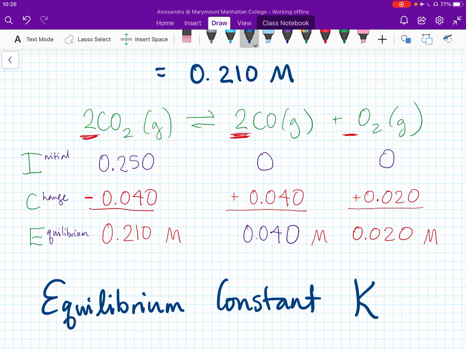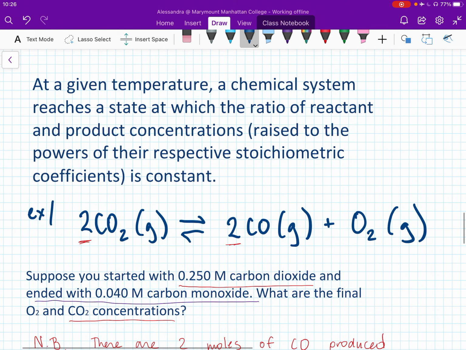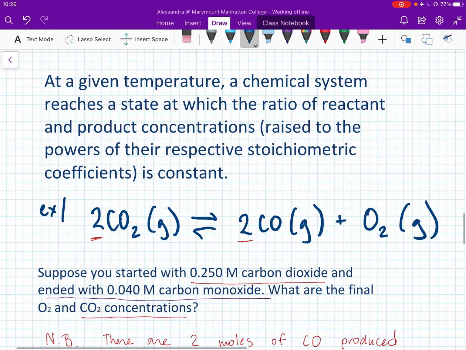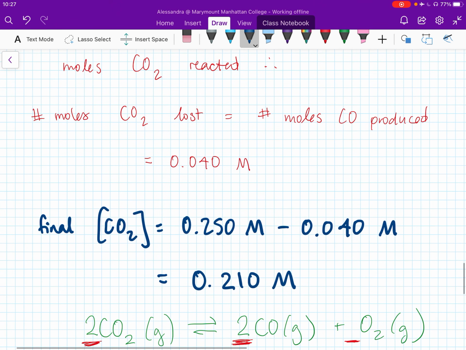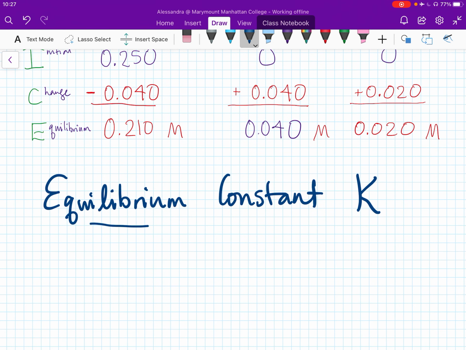This goes back to the beginning of the lecture when I talked to you about the law of chemical equilibrium, which states that at a given temperature, a reaction reaches a state where the ratio of reactants and products is constant. A particular ratio of equilibrium product and reactant concentrations is defined as the equilibrium constant K, and this is just a mathematical expression of the law of chemical equilibrium.